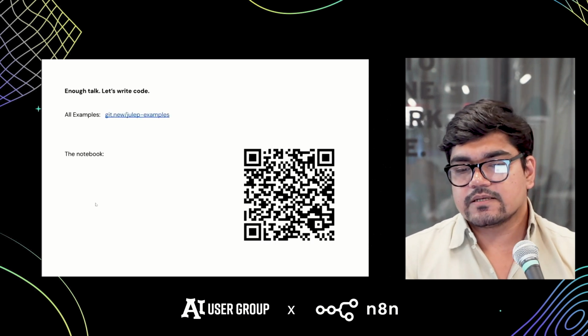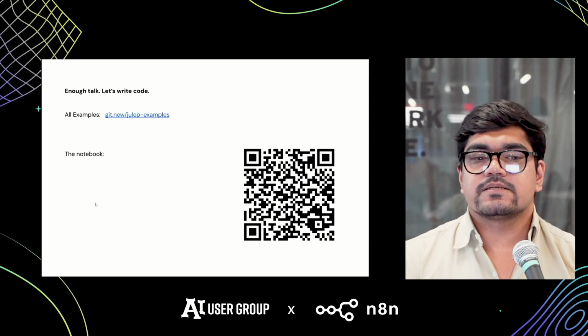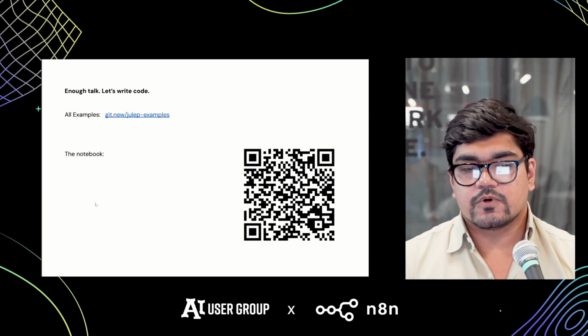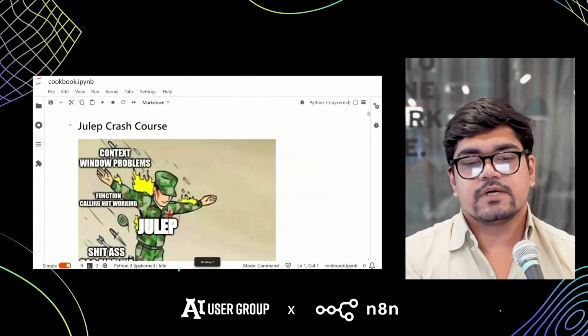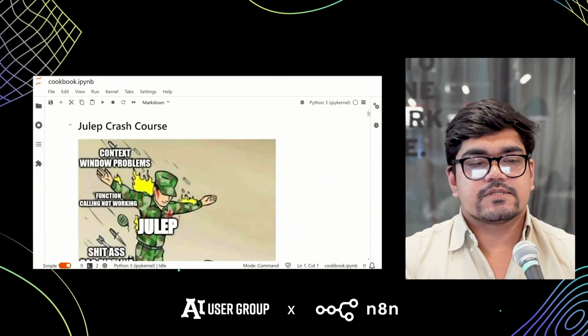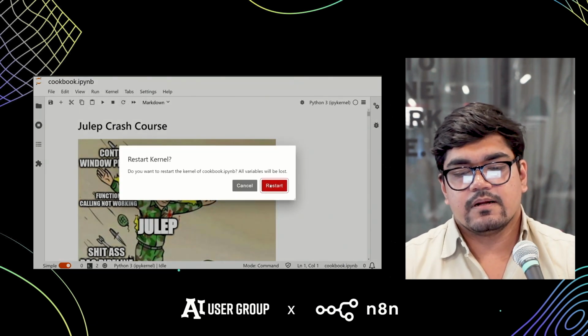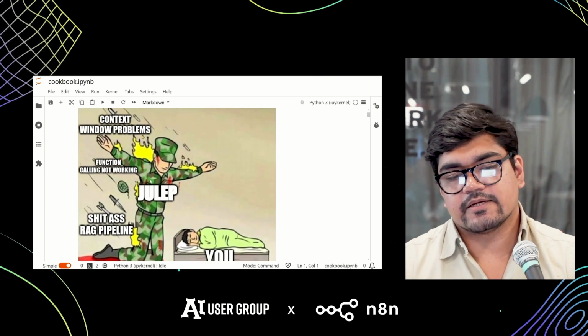All right, so let's write some code. I'm putting this QR code in case you would like to go see that notebook after the talk, but let me just switch to the code. All right, so this is a quick Jupyter notebook. This was created by an intern, obviously.